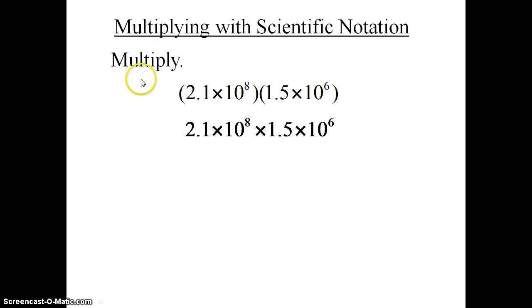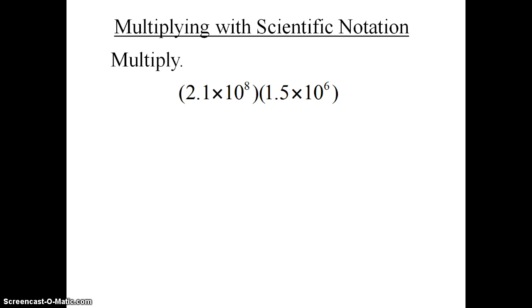I'm back to teach you about multiplying with scientific notation. In the first video, I showed you how to take a very large number or a very small number and write it in scientific notation. And vice versa, we also took the scientific notation and wrote it in standard form. Here I would like to show you how to actually multiply using scientific notation. For instance, if I gave you 2.1 times 10 to the 8th, times the quantity 1.5 times 10 to the 6th, I would like to show you how to multiply this without using a calculator.